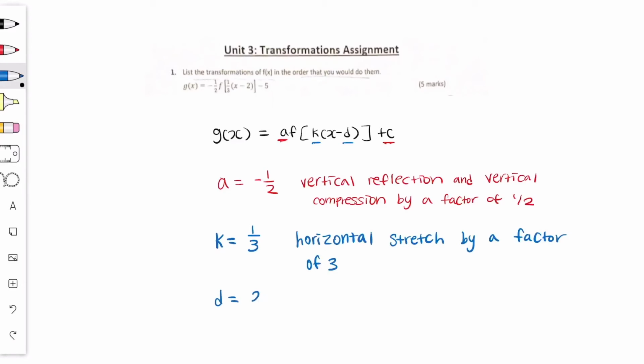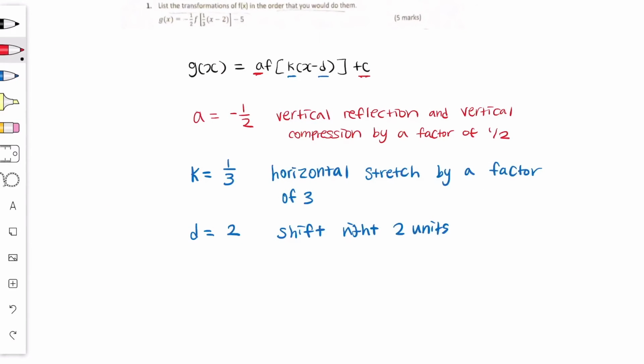D equals 2. When D is positive, it appears negative in the equation, and it causes a right shift, so it is a shift right 2 units. C equals -5. When C is negative, it appears negative in the equation, and it causes a downward shift, which is why it is a shift down 5 units in this equation.